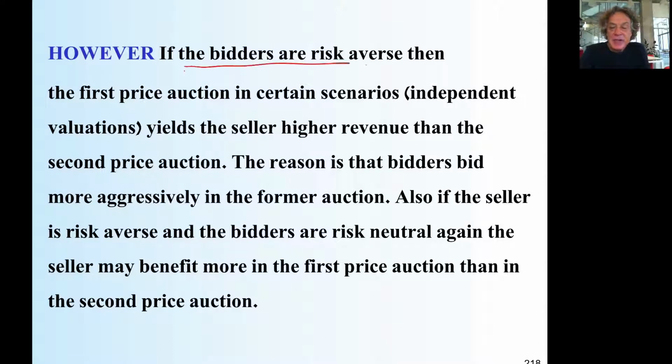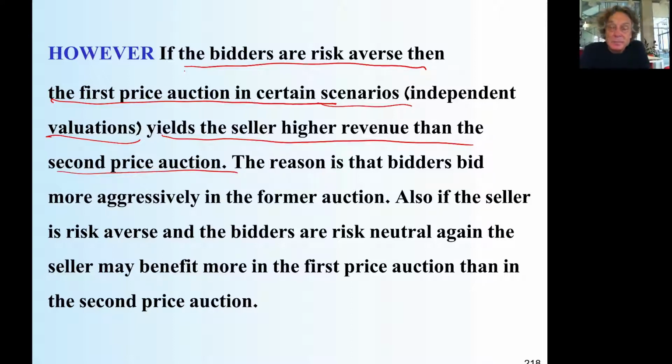However, if bidders are risk averse, then the first price auction, in certain scenarios, independent valuation, etc., yields the seller higher revenue than the second price auction, opposite to what we said. Why? Because in the second price auction, it doesn't matter if you have risk neutral bidders or risk averse or risk lovers. But if you are in the first price auction, risk averse bidders bid more aggressively. They raise their bids, and the seller, if he believes that he is confronting risk averse bidders, should prefer the first price auction. The reason is that bidders bid more aggressively in the former auction, namely in the first price auction.